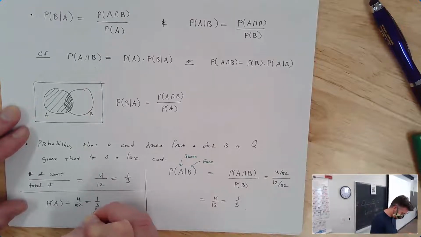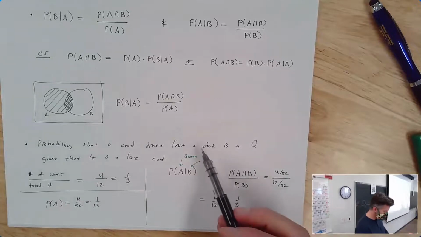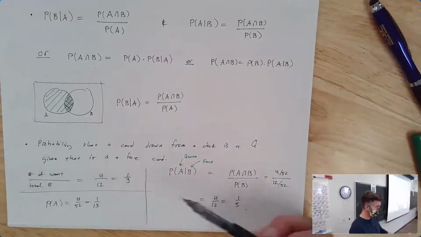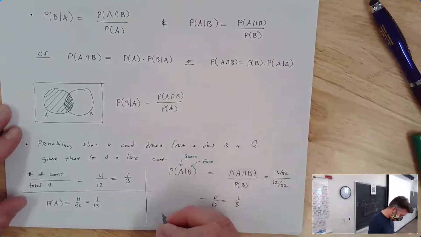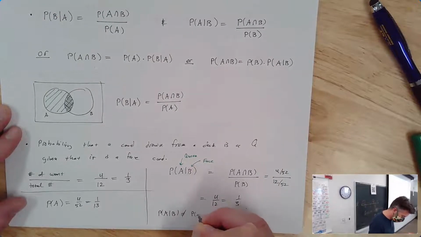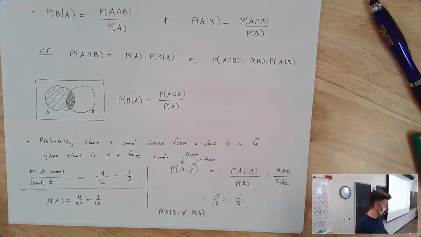Which is 1/3, 1/13, sorry, 1/3 up here. Whereas the probability of getting a queen, given that it's a face card, is very different than that. It's 1/3. So what I would say here is that the probability of A given B is not the same as the probability of A, which means that these are not independent. And that makes sense, right? If you know you've got a face card, that's going to drastically change the probability of getting a queen. Getting a face card and getting a queen are totally dependent events, or not independent events.